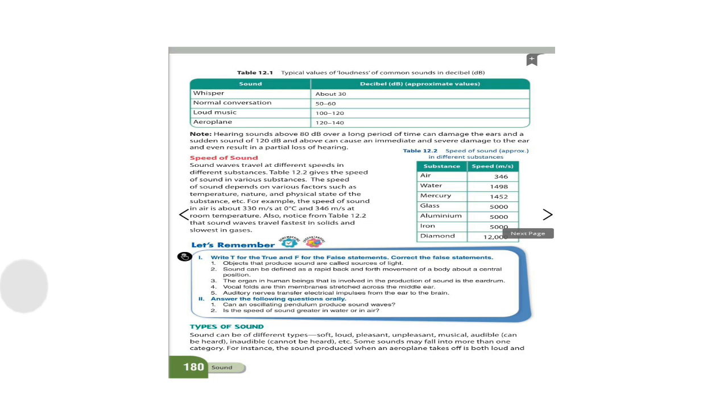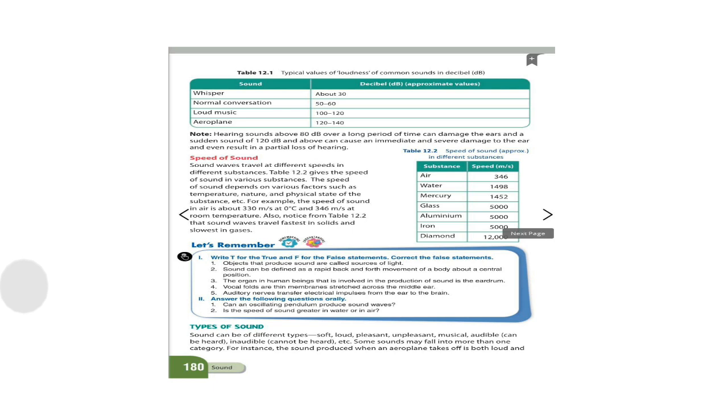Once again, first one is a false statement. Instead of light, you have to write sound. Second one, true statement, correct statement. Third one true. Fourth one, instead of middle ear you write windpipe. Fifth one, correct statement. The next one, answer the following questions orally.